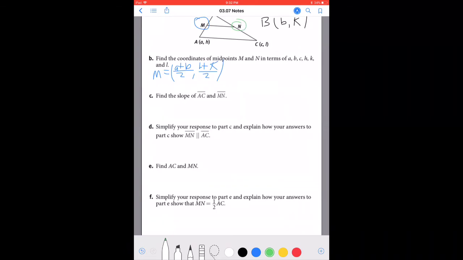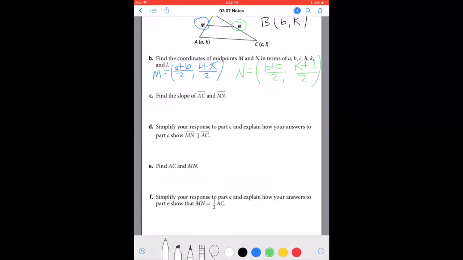Coordinates of point N, we would do the same thing. We would have B plus C, because we would add our two x terms together and then divide by 2. And then K plus L, because we would add our two y terms together.